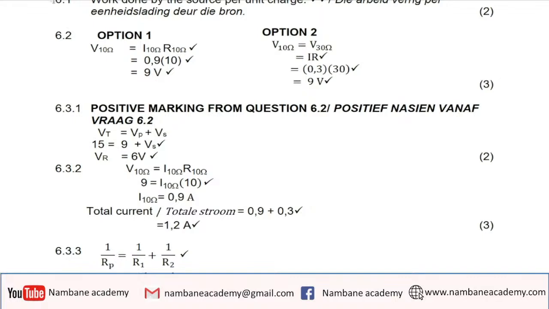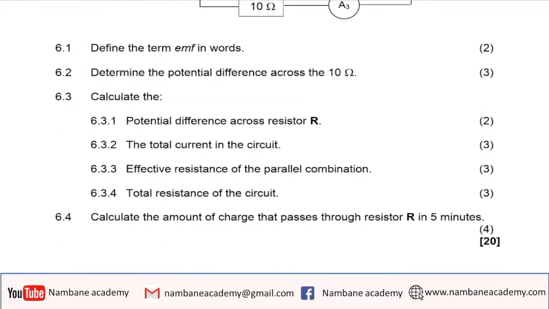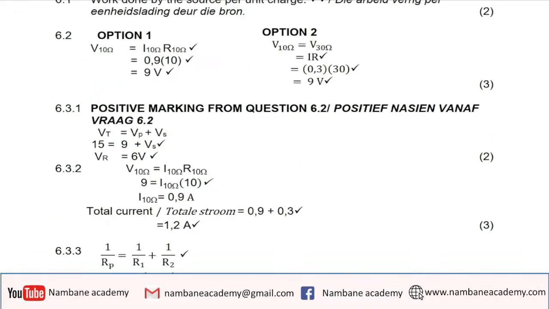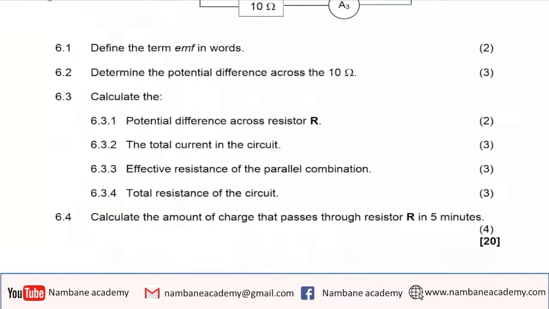And then the next question, which is calculate the total resistance of the circuit. Now to calculate the total resistance of the circuit, we have to first find the parallel combination. So we are using the combination of the parallel. 1 mark for the formula, 1 mark for the substitution, and then the final answer. And then, okay, that was the effective parallel combination. So it is 3 marks, and then the total resistance of the circuit.